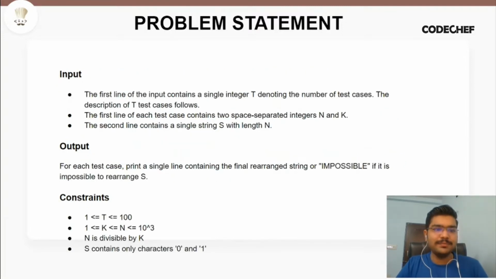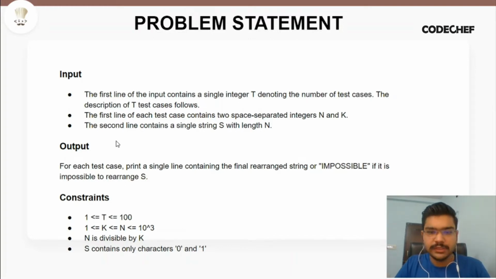So what are the inputs and the output? The first line will contain a single integer t, which denotes the number of test cases, and then we have two integers, that is n and k. n is the length of the string, and k is the value for the k-foldable string that we have been given. All right, the second line consists of the string which is of length n. So these are the inputs, right?